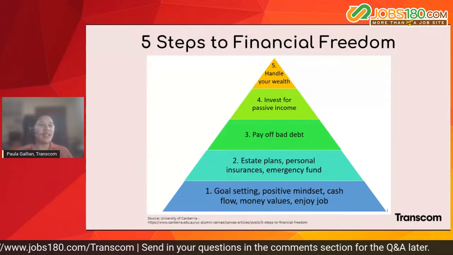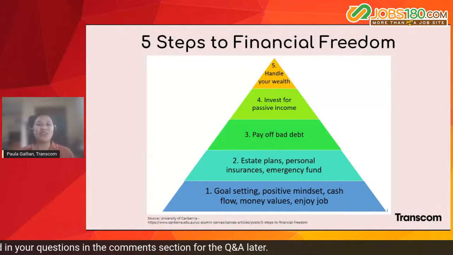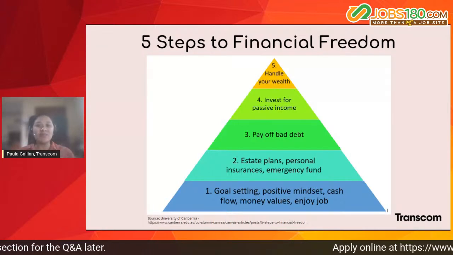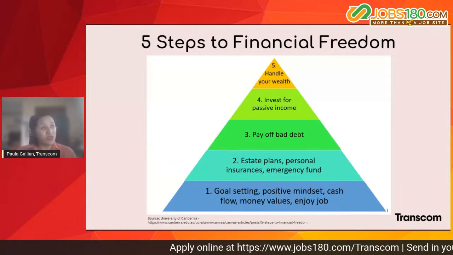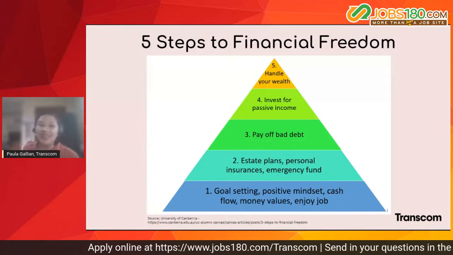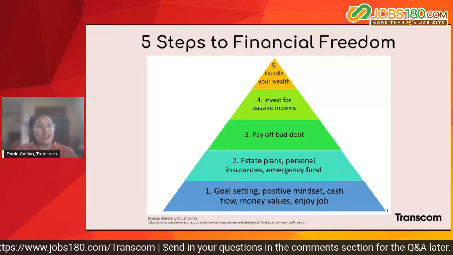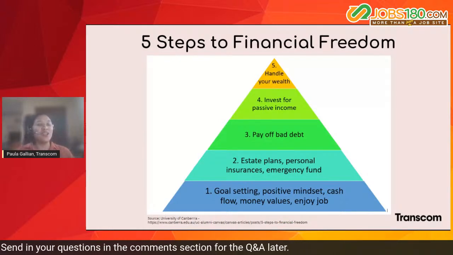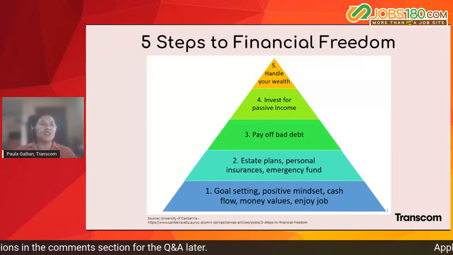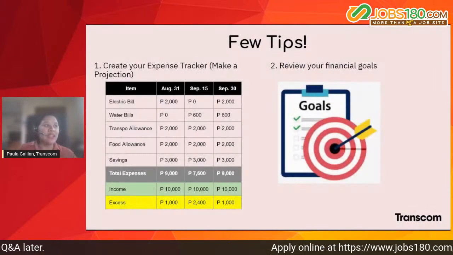So after reaching the fourth step, then what you need to do now is to handle your wealth very well. So on this matter, what you need to do is to make sure that you are able to monitor everything, and then to make sure that everything is covered already with your insurances, your emergency fund, and you're able to manage your wealth as well. So kung makapag-invest ka pa to other things, that's good enough. That's a good thing as well.